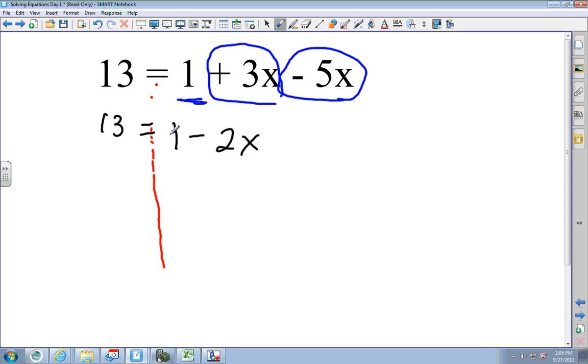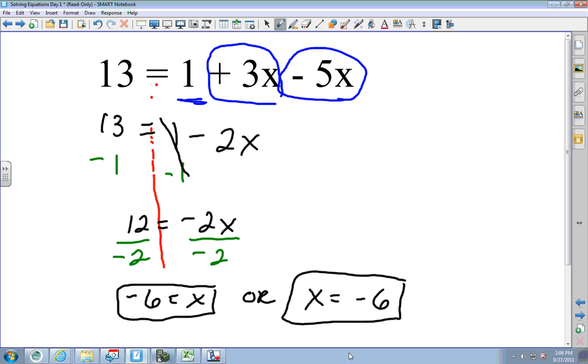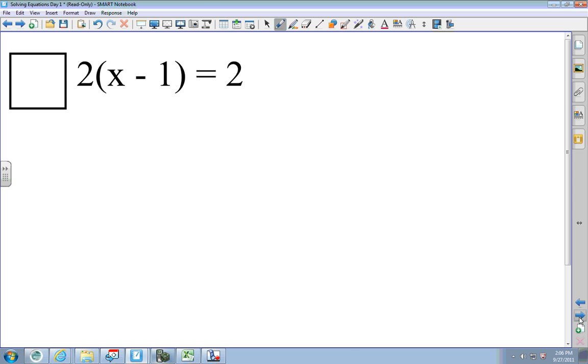So now from here, to be able to solve, I subtract 1 from each side. 13 minus 1 is 12 equals, these cancel, -2x. I'm going to divide by the number with my x, so I'm going to divide by -2. So here I get -6 equals x. Or you can write it as x equals -6. Either way is correct. There's the next one. Pause the video and then come back and see how you did.